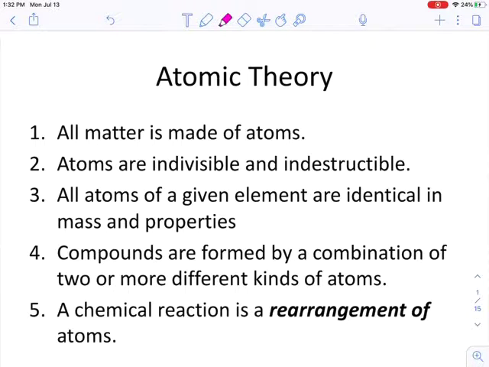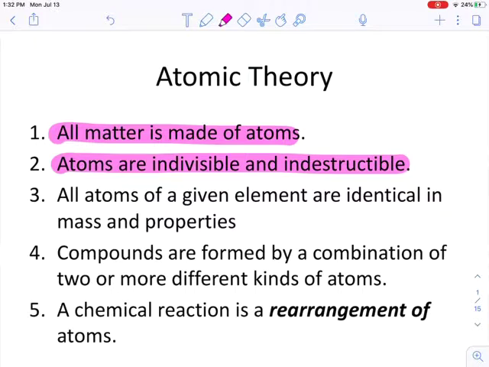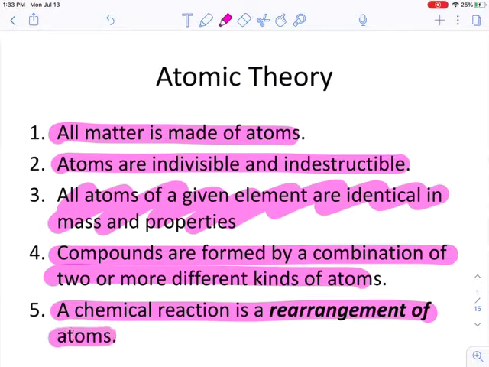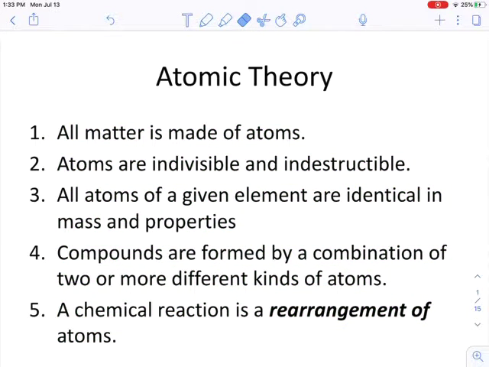The first of which is that all matter is made of atoms. Those atoms are indivisible and indestructible. They are identical of a particular type, so all sulfur atoms are the same, all uranium atoms are the same, all hydrogen atoms are the same. And then you actually make a compound when you take 2 or more different kinds of atoms and put them together. And then if you have a chemical reaction, that is simply a rearrangement of those atoms that are there.